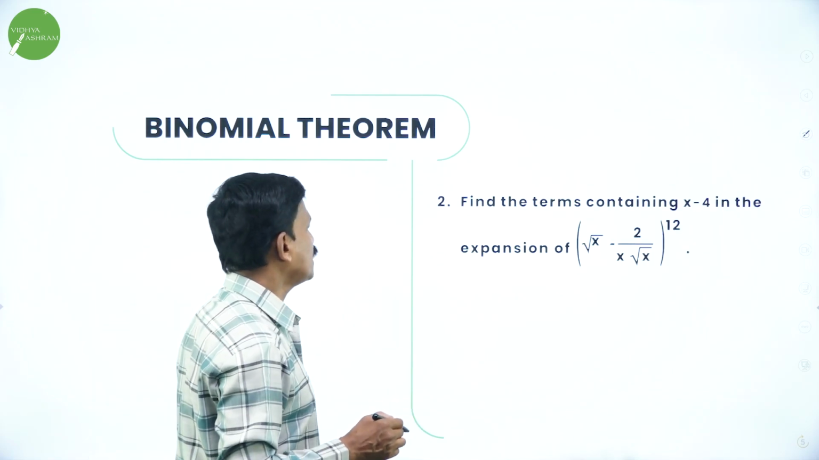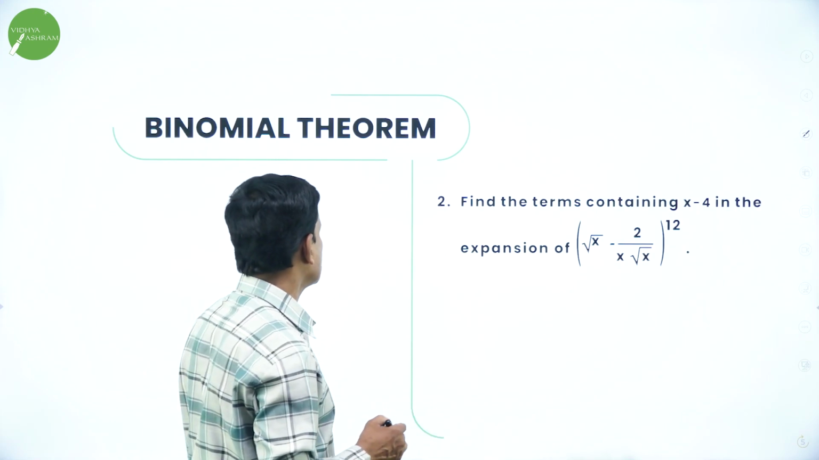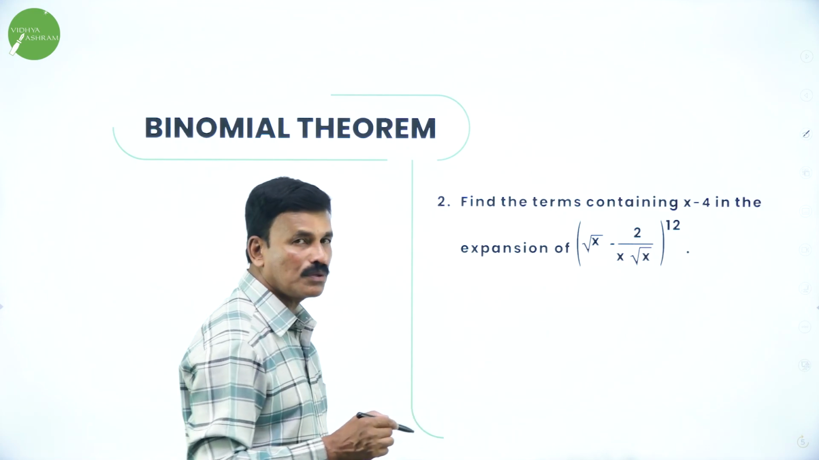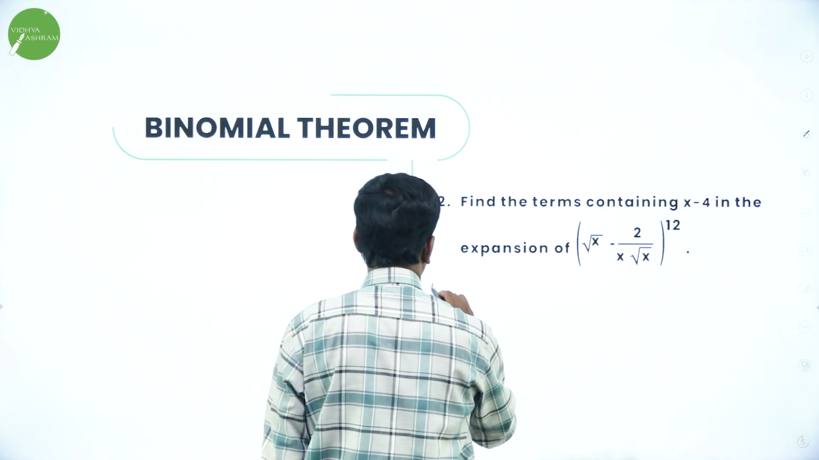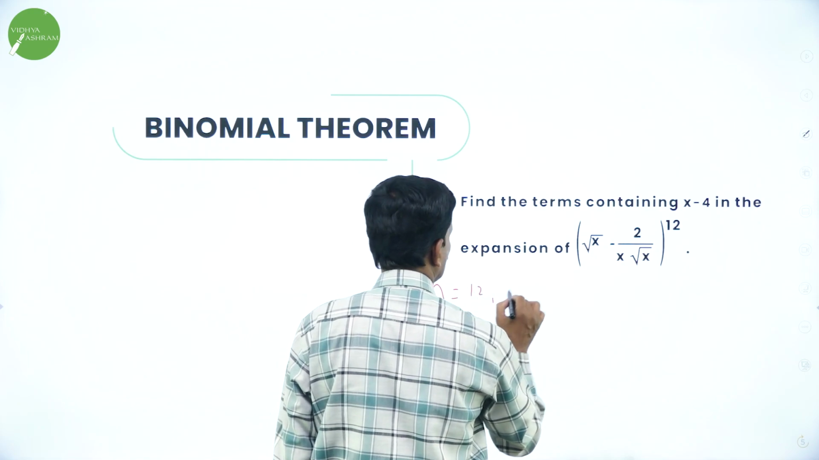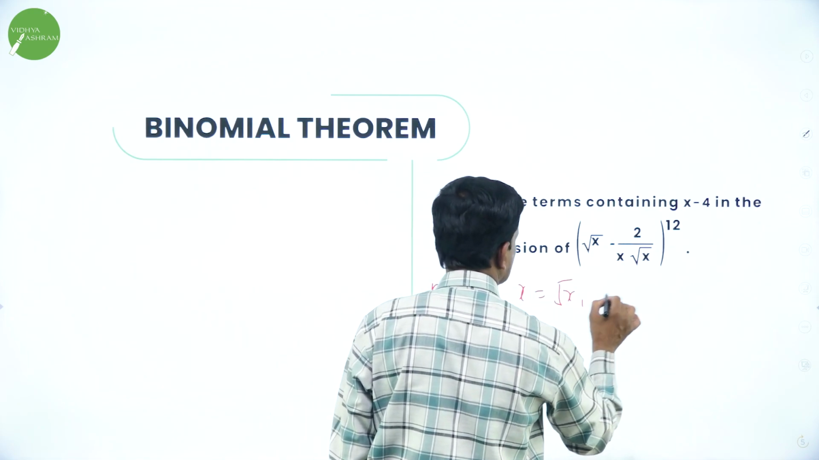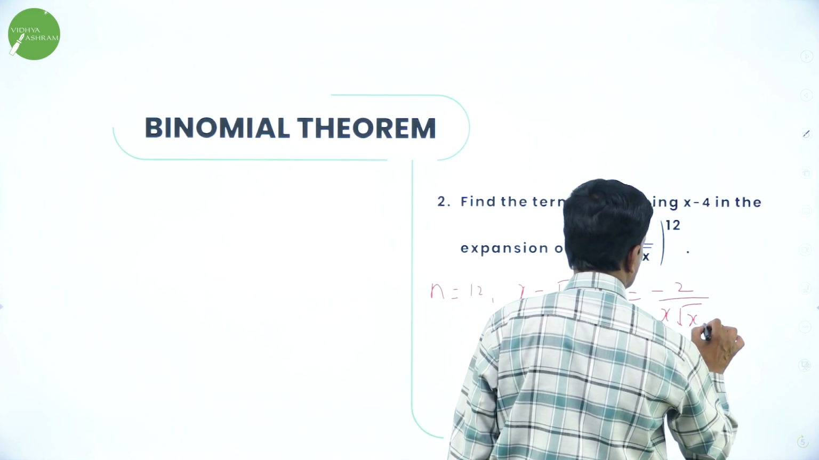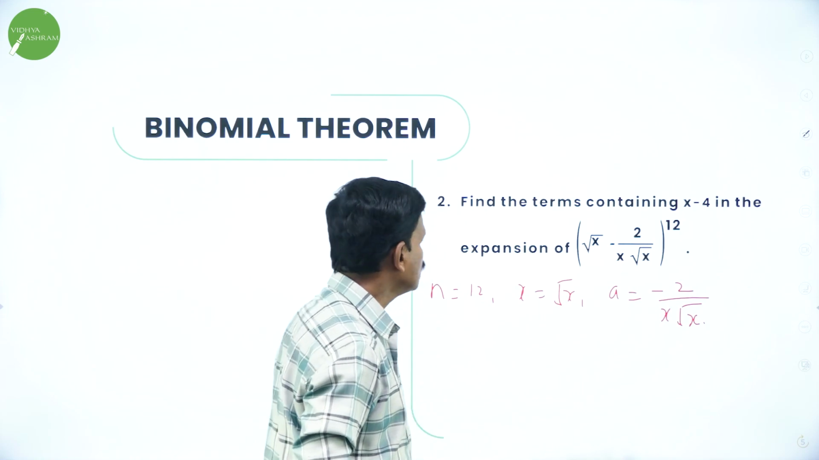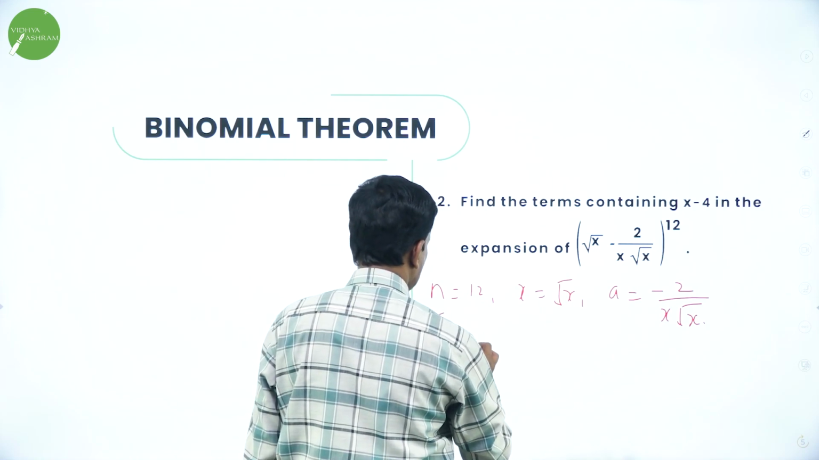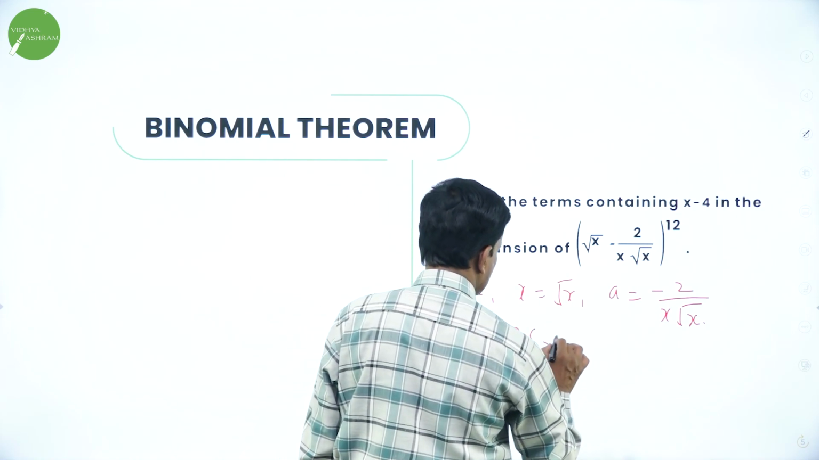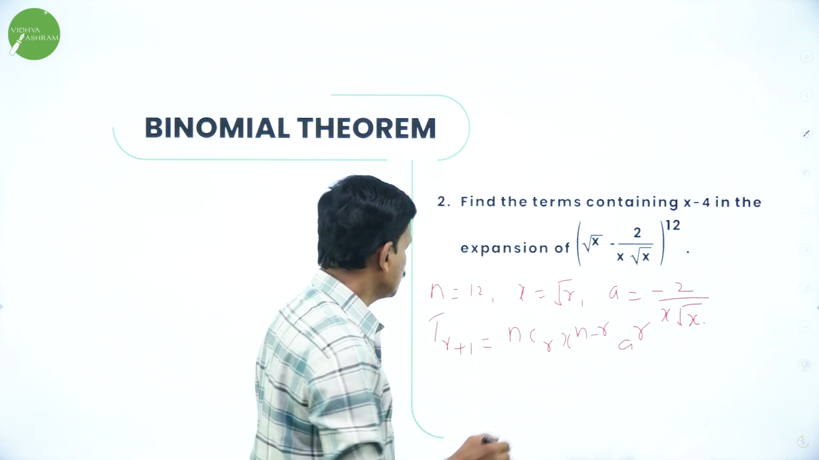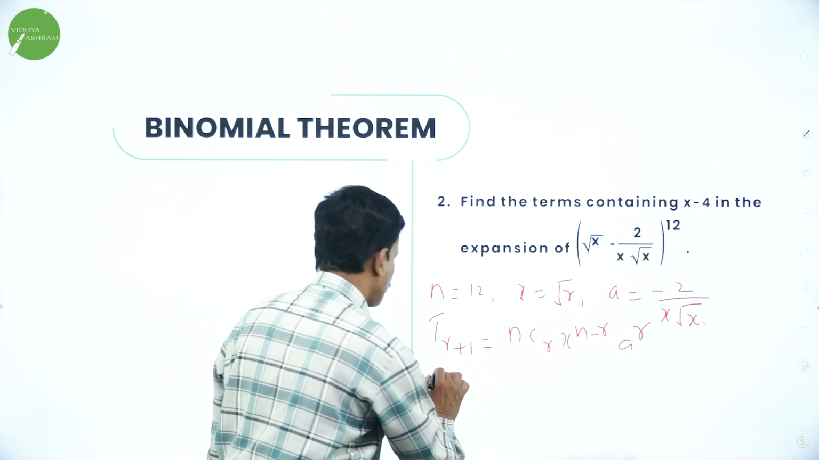Now, find the term containing x to the power of minus 4 in the expansion of (root x minus 2 by x root x) to the power of 12. Now, just find out what is n. n is equal to 12, x is equal to root x, and a is equal to minus 2 divided by x root x. Now, just find out the nth term. T(r+1) is equal to nCr x to the power of n minus r a to the power of r. Now, just substitute the value of n.